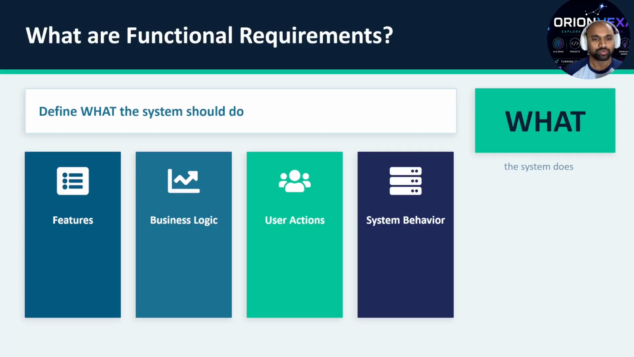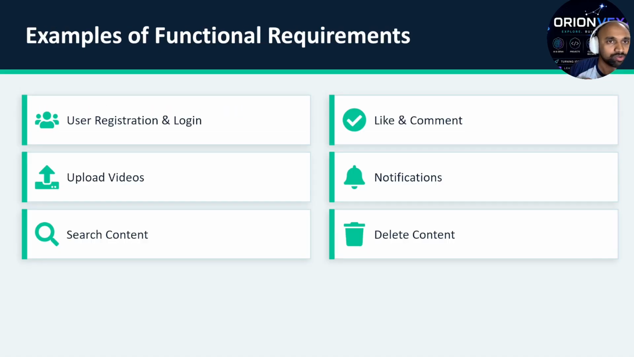Okay. So, what is a functional requirement? Functional requirement means, for any system, what the system does. That's called the functional requirement. It defines what the system should do. It may be the features, business logic, user actions, system behavior. Examples: user registration, login, like and comment, upload video, download, delete content, notification, search content, etc.